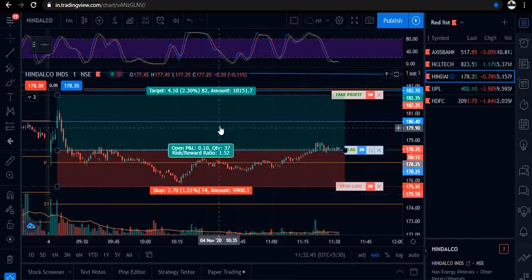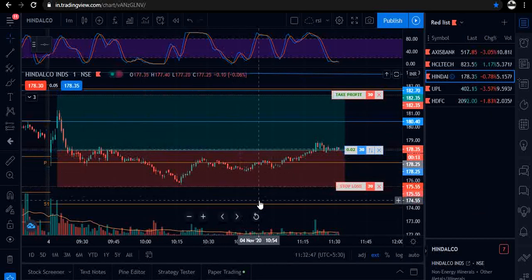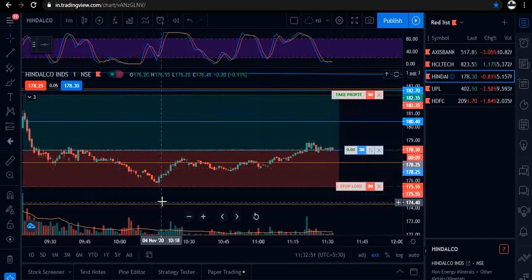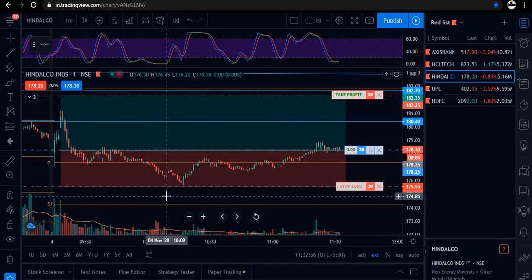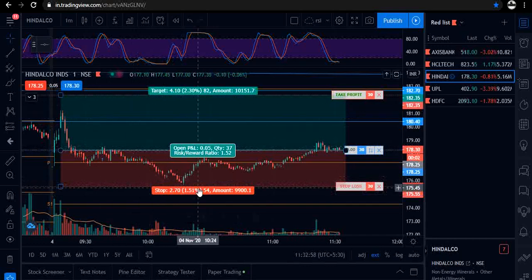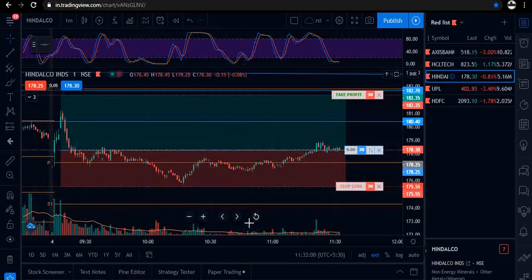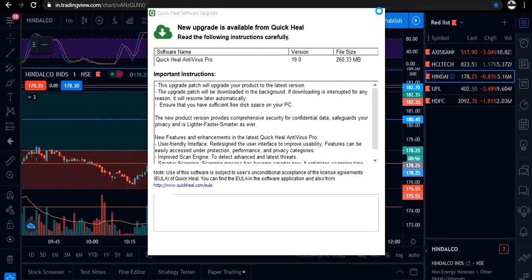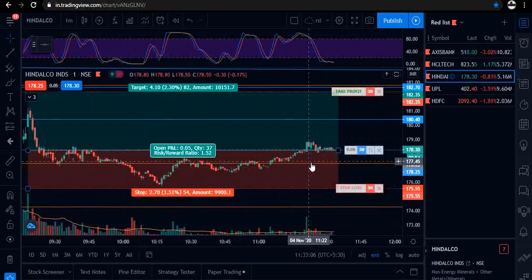So traders, here is a quick update of our today's trade. You can see here that our stop loss got survived by just few points only. So and it also just reversed from our stop loss. So price is currently spending time near our cost price.